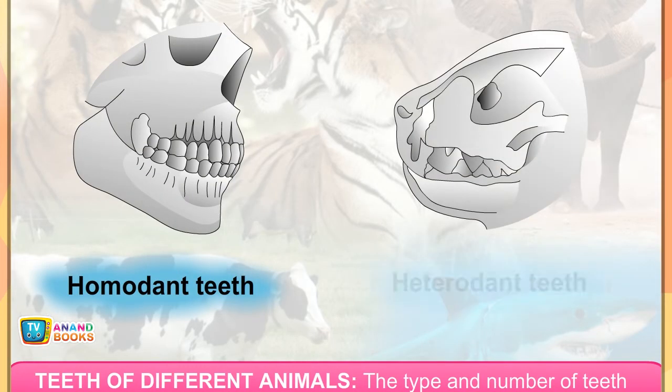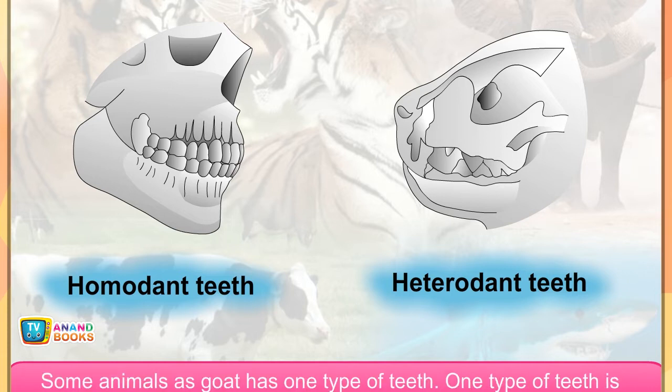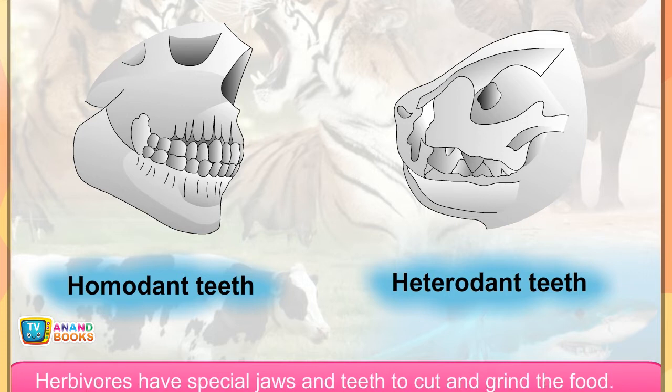Teeth of different animals. The type and number of teeth in an animal depends upon the type of food it eats. Some animals, such as goat, have one type of teeth. One type of teeth is called homodont. Man has heterodont teeth. Herbivores have special jaws and teeth to cut and grind the food.